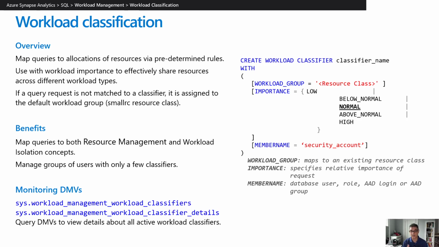It could be one person, it could be Azure Active Directory, which has a number of people on there. And through that classifier, you can specify the importance, which we'll talk about next, and then assign them a workload group. Now, this group could be one of those predefined classes that I showed before, or it could be a new way of doing it, which I'll show you as one of the other options.